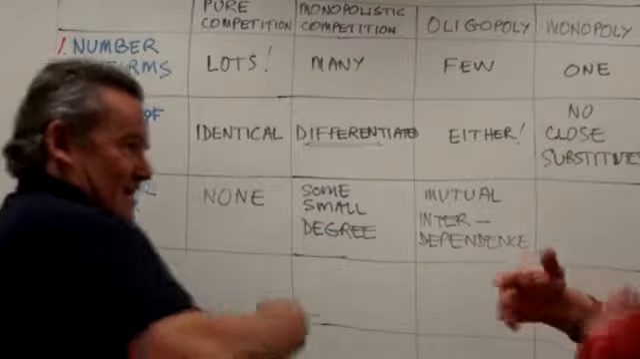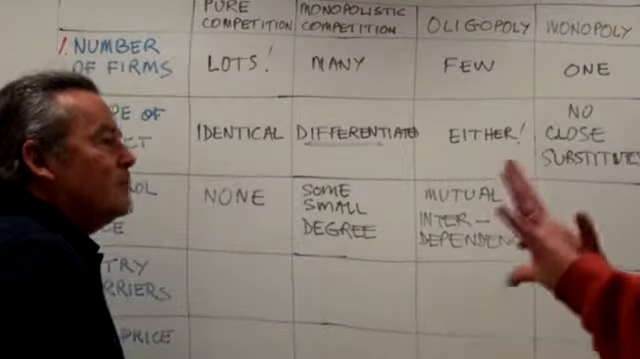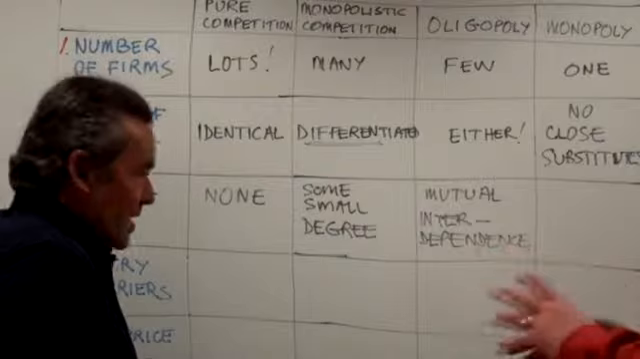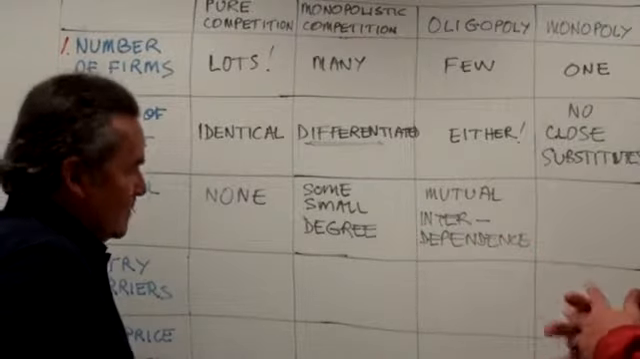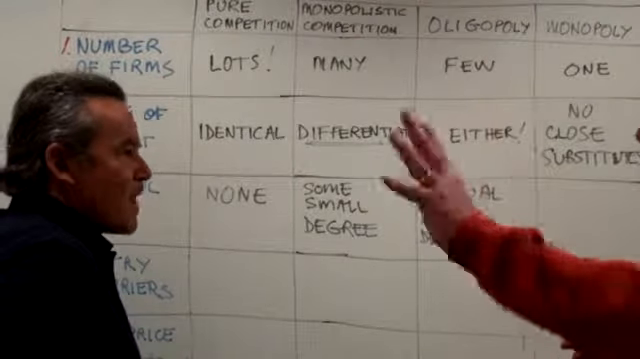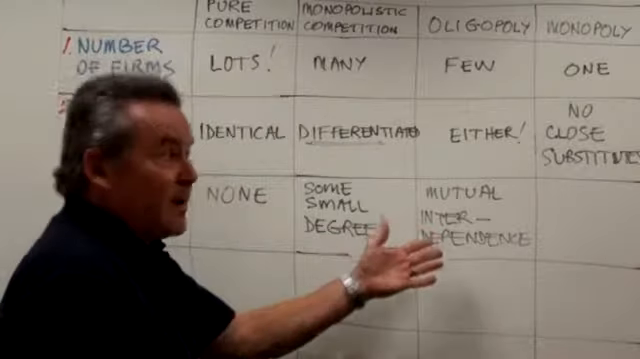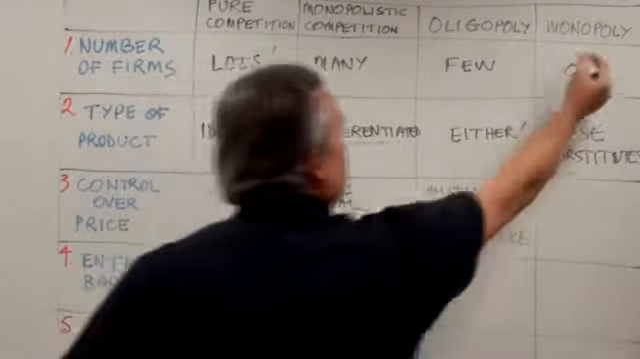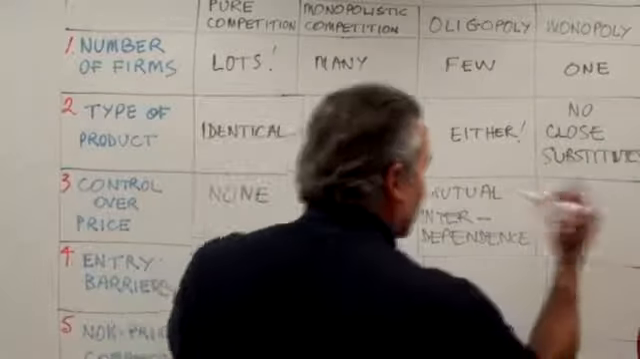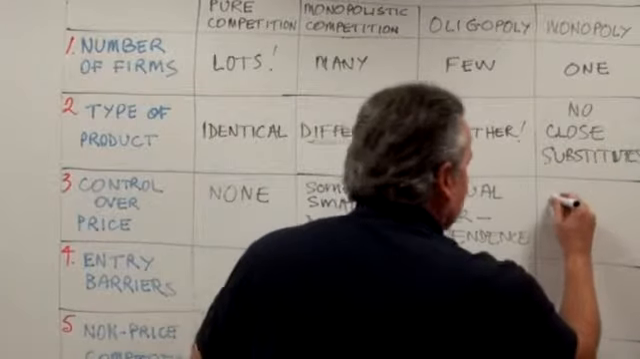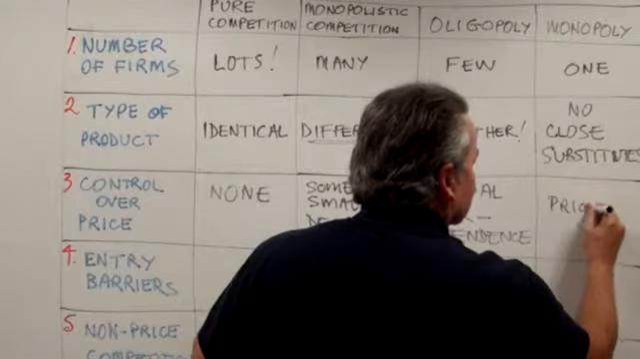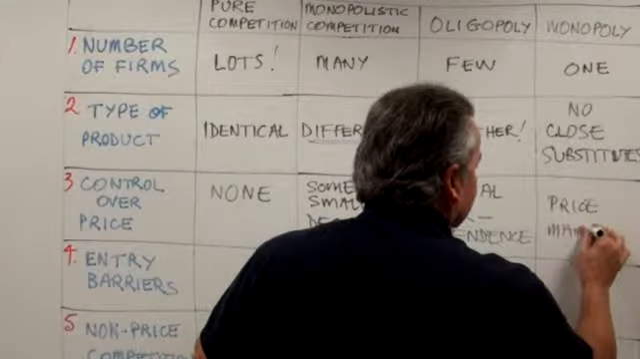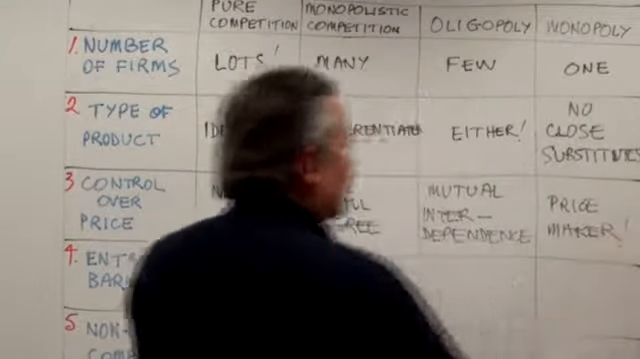Your decisions, because there's so few firms, they know what each is doing, and they have to be aware of that. Otherwise, if they're not, they'll be beaten at the game. And the payoff matrix that I talked about shows that as well. Mono, control over price, a lot. So supreme, it's the price maker. Okay. Fantastic.